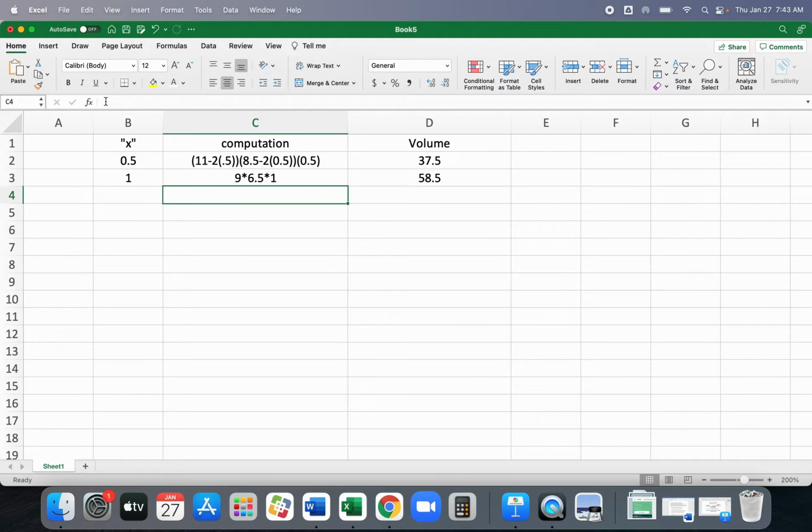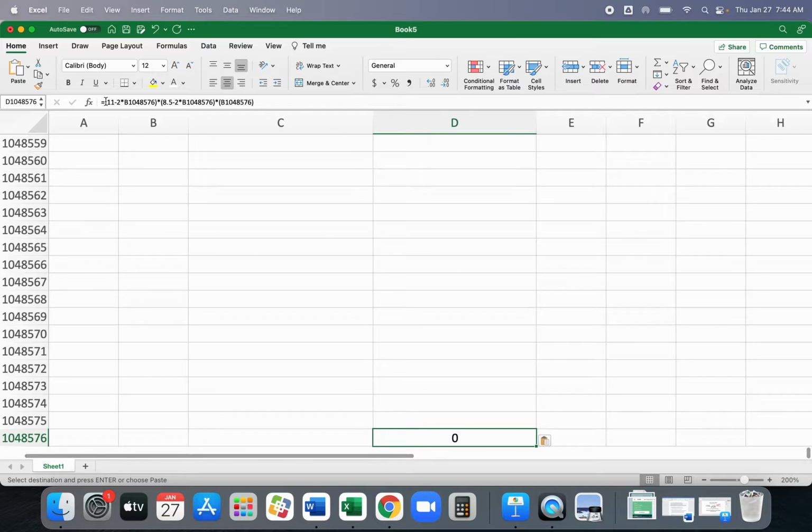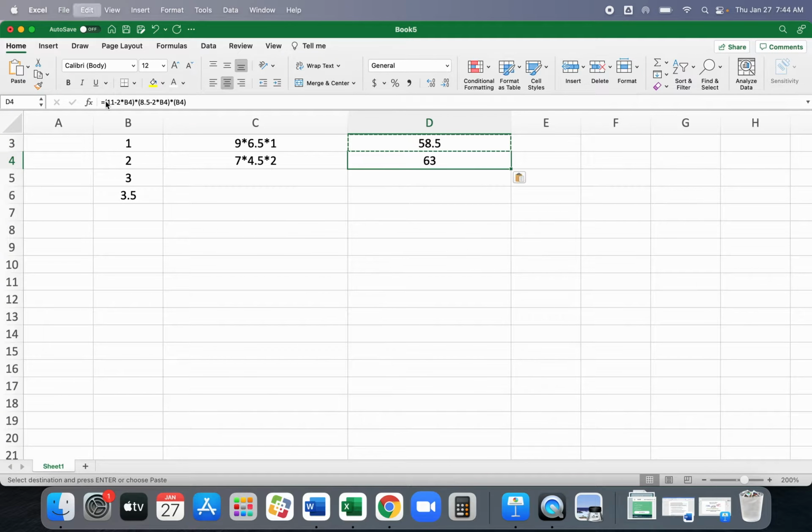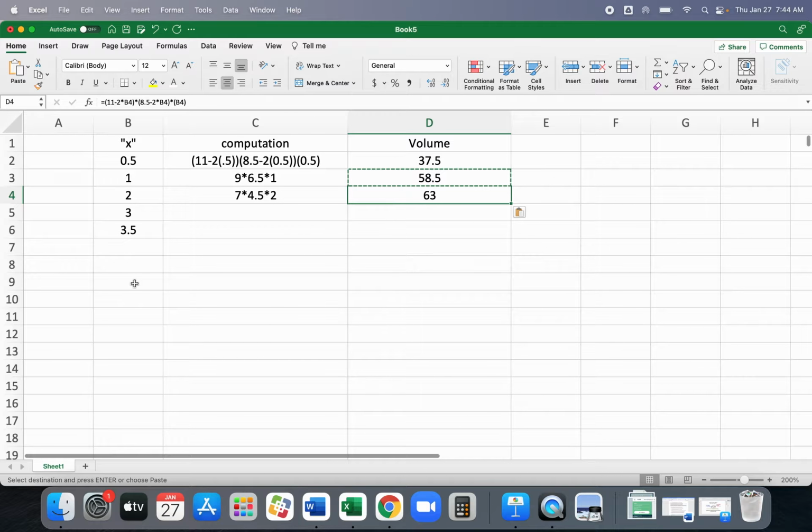All right, so 2, 3, 3.5. I could do the same sort of formula, subtracting that height of the box twice, or that square corner length twice. And have, for the case of 2, 11 minus 2 times 2, 11 minus 4, 8.5 minus 4. That's the amount that's left. And then it's 2 inches deep. So that would be the computation. Comes out to 63.